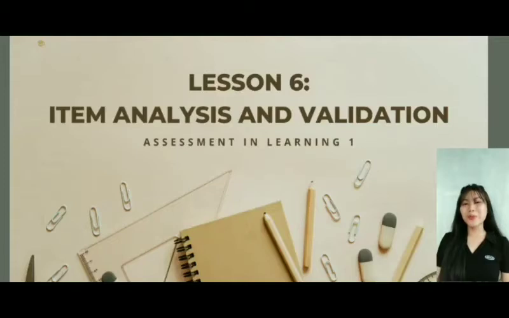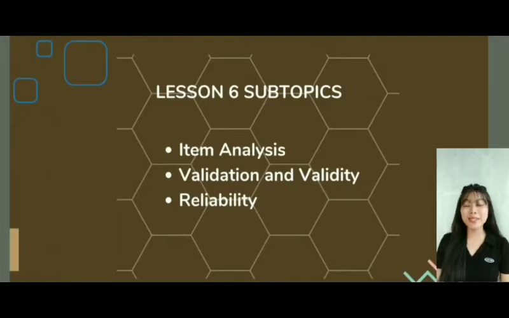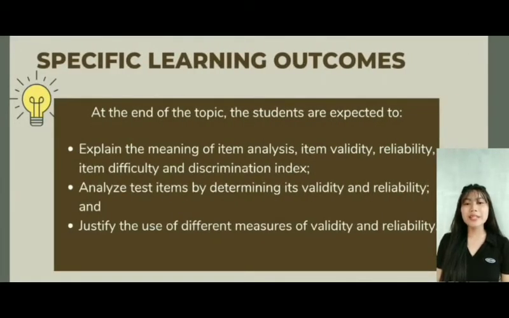Now we've come so far. We are now at the sixth lesson, which is item analysis and validation. For the subtopics of this lesson, we have item analysis, validation, and validity, and the last one is reliability. So for our specific learning outcomes, at the end of the topic, the students are expected to explain the meaning of item analysis, item validity, reliability, item difficulty, and discrimination index. Analyze test items by determining its validity and reliability, and justify the use of different measures of validity and reliability.